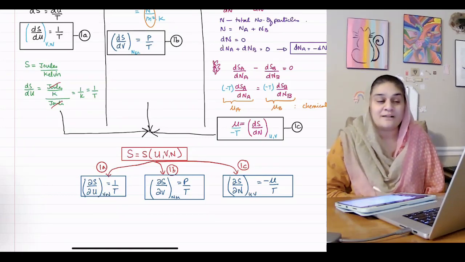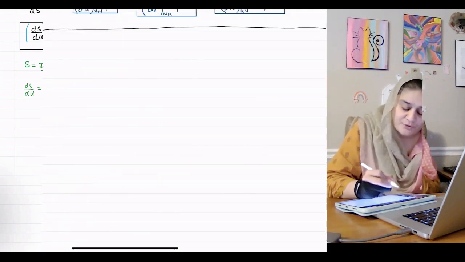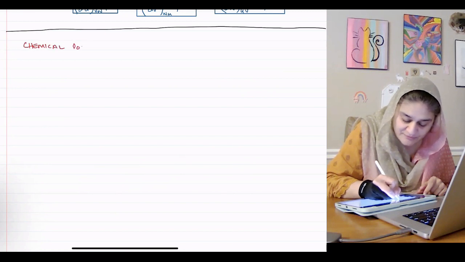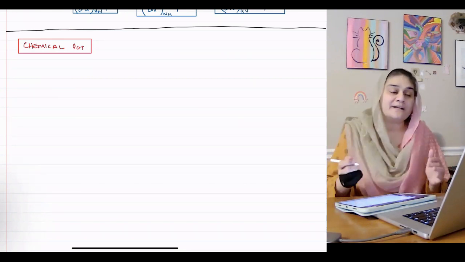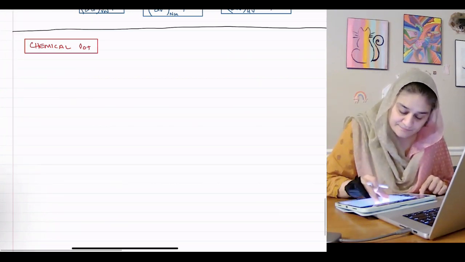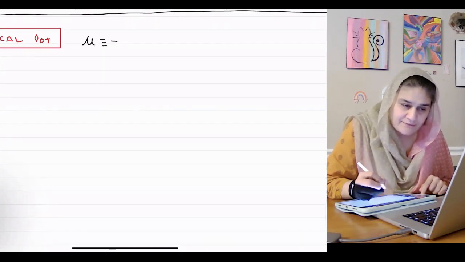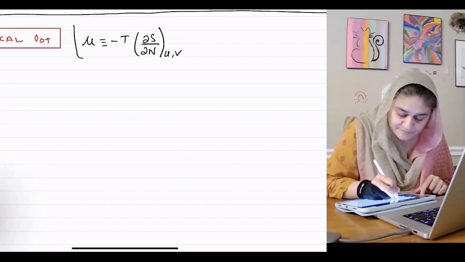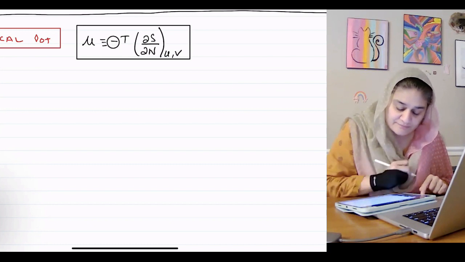Now, before we move on, I need to tell you what chemical potentials are. So very briefly, what is a chemical potential? We defined chemical potential as mu equals negative T partial S over partial N at U and V. And we introduced a negative sign in here.